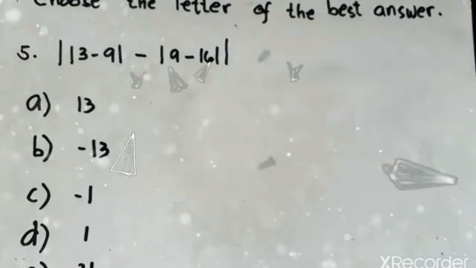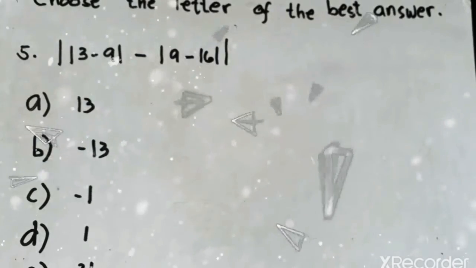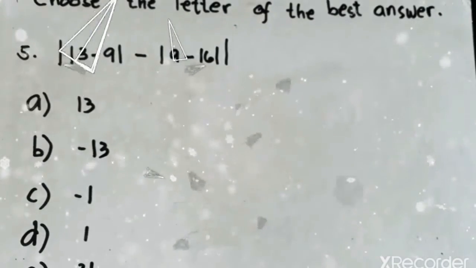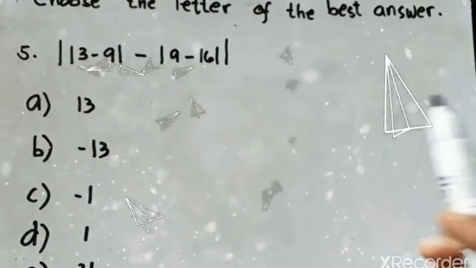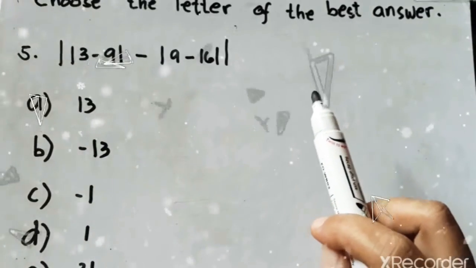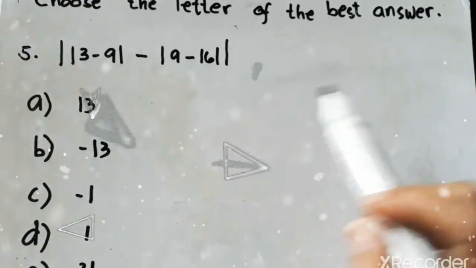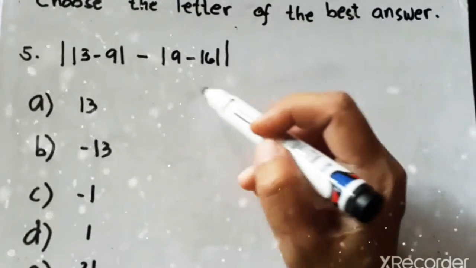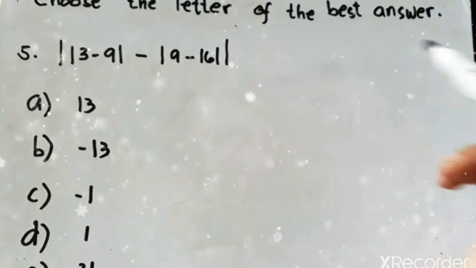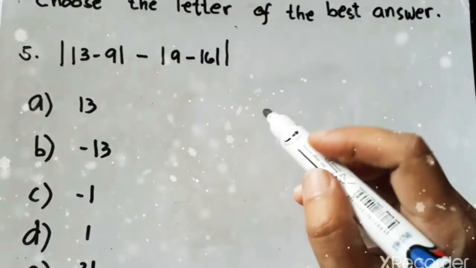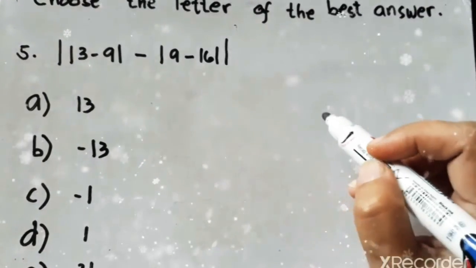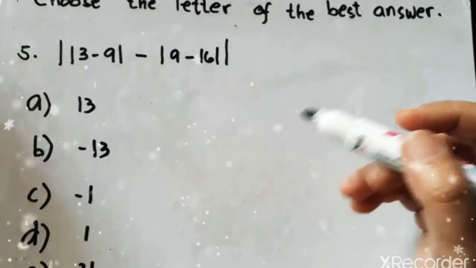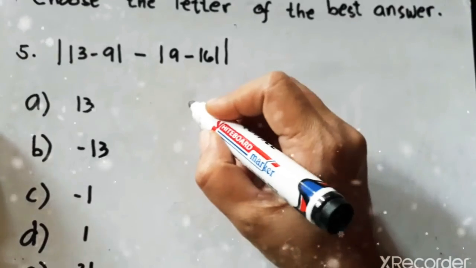Number 5 in our compiled sets for UPCAT, ASSET, DUST, and SASE. Choose the letter of the best answer. Now, number 5: we are to find the absolute difference of absolute values. These symbols here, the vertical lines, are symbols of absolute value. The absolute value of a number is the distance of a number on the number line from 0, and it is always positive or 0. Okay, let's start.